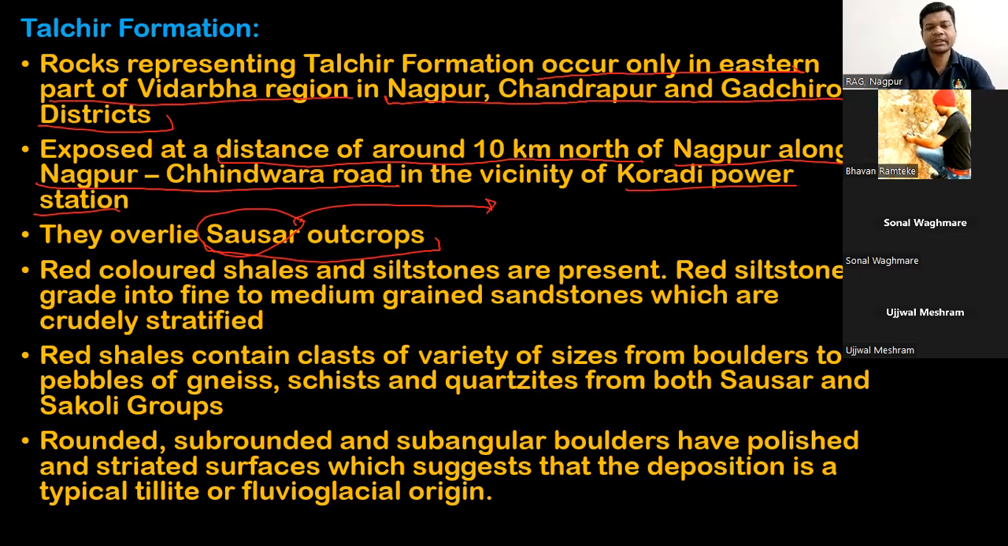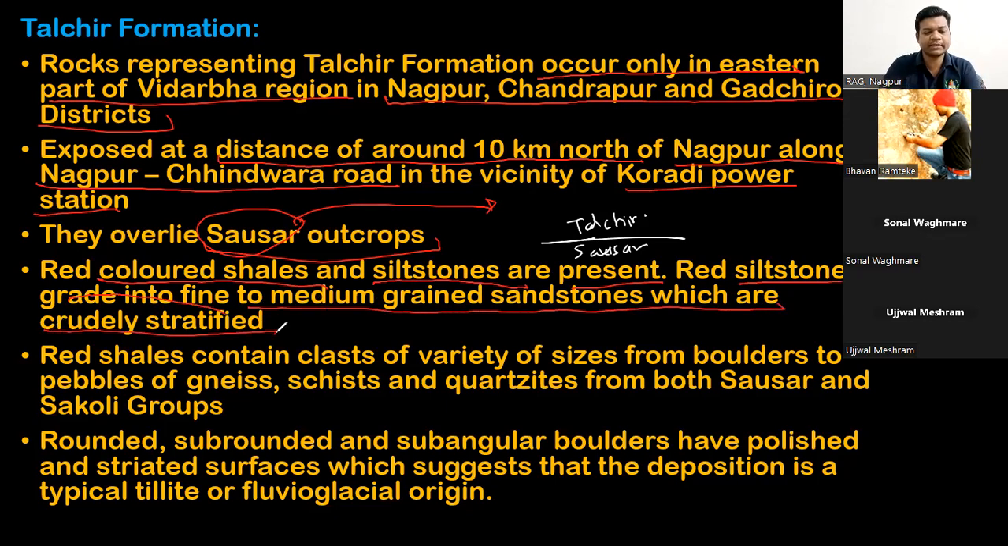So they overlay the Saucer outcrops. That means we have Saucer here, and overlying it we have Talchir in this Nagpur area. Now red colored shales and siltstone are present here. These red siltstones grade into fine to medium grain sandstone, which are crudely stratified.